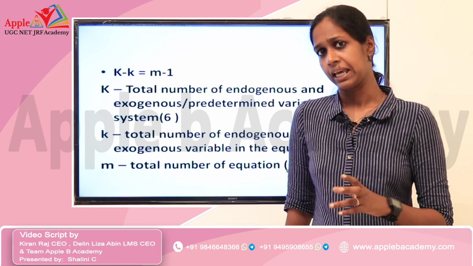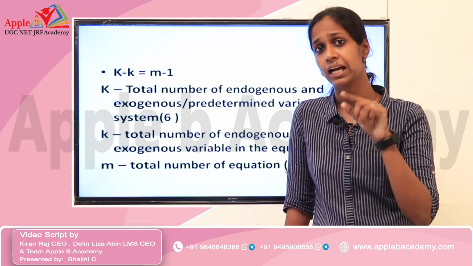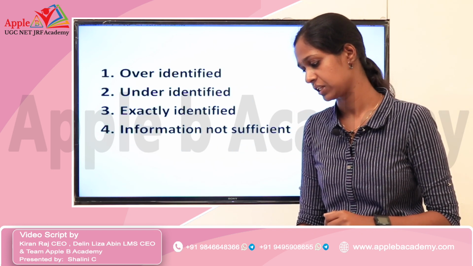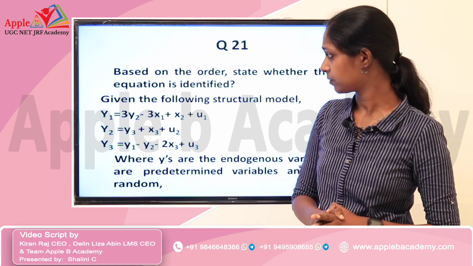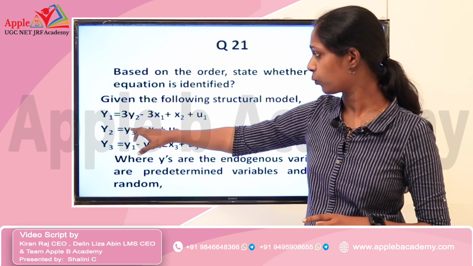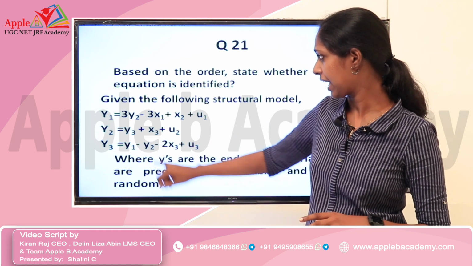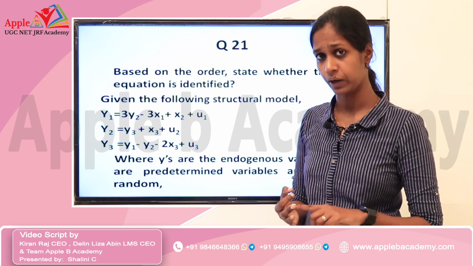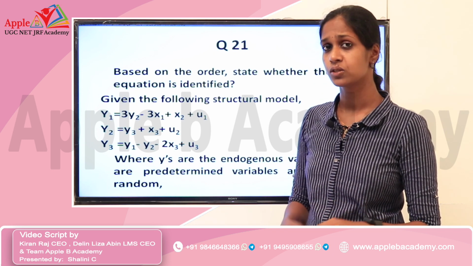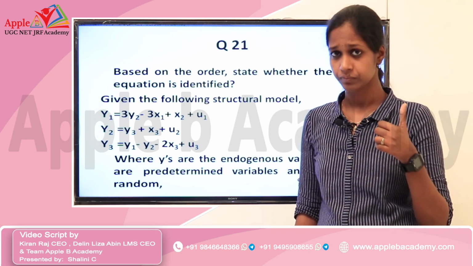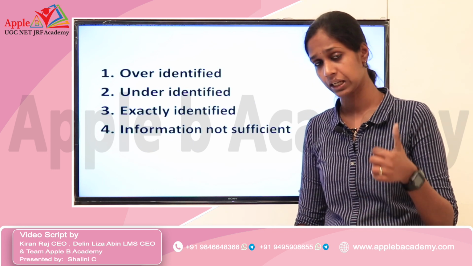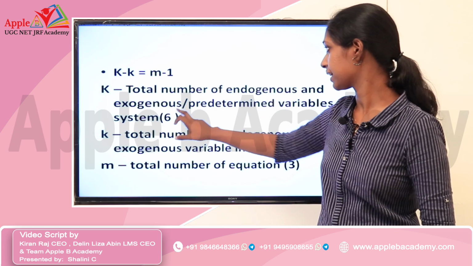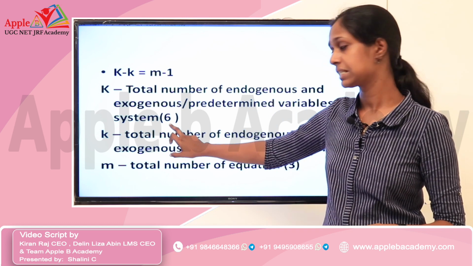Now, looking at capital K, in the system totally how many endogenous and exogenous variables are there? Let us see. In this model we have y1, y2, y3. Then we have x1, x2, x3. So, there is y1, y2, y3, x1, x2, x3. In total there are 6 variables in the system. So, capital K, the total number of endogenous and exogenous or predetermined variables in the system, is 6.